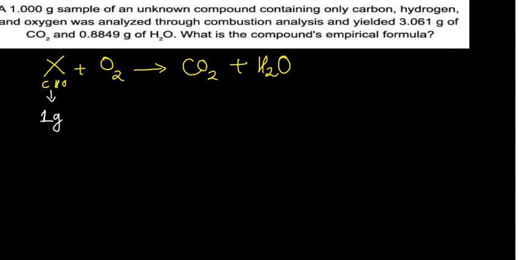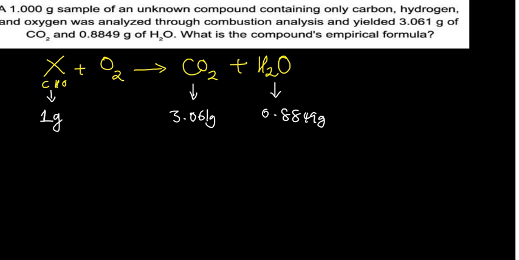Okay, and then it yielded 3.061 grams of carbon dioxide. From the mass of carbon dioxide which was produced, we had 3.061 grams, and then we also had 0.8849 grams of water. Now I want to find the compound's empirical formula. What is the empirical formula of this compound? So we've analyzed the data like this.